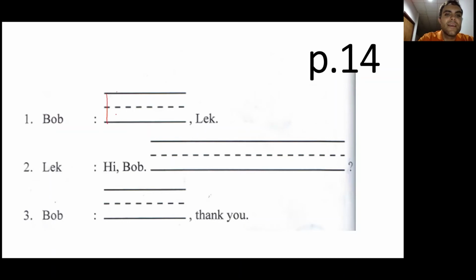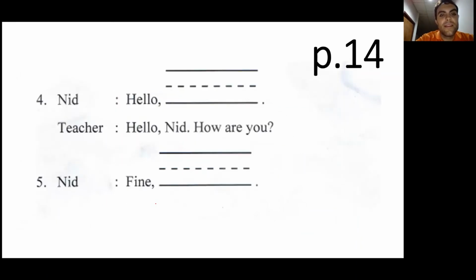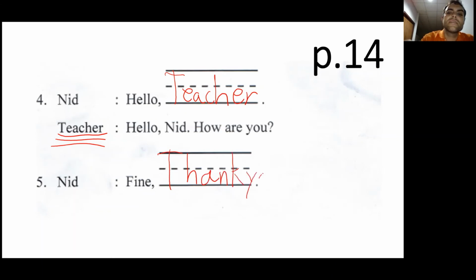Bob says, hello, Leck. Then Leck says to Bob, hi, Bob. How are you? And then Bob says, fine. Thank you. Okay, 14. Nid would say, hello. Who's she talking to? Hello, teacher. She's talking to her teacher. And then the teacher says, hello, Nid. How are you? And then Nid says, fine. Thank you. Okay. So those are the answers. Please write them correctly.